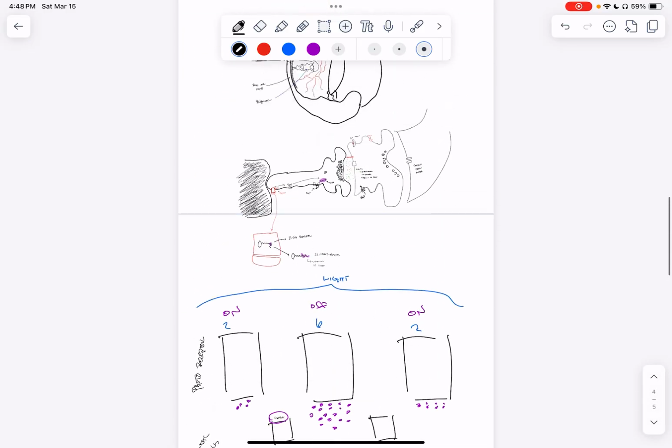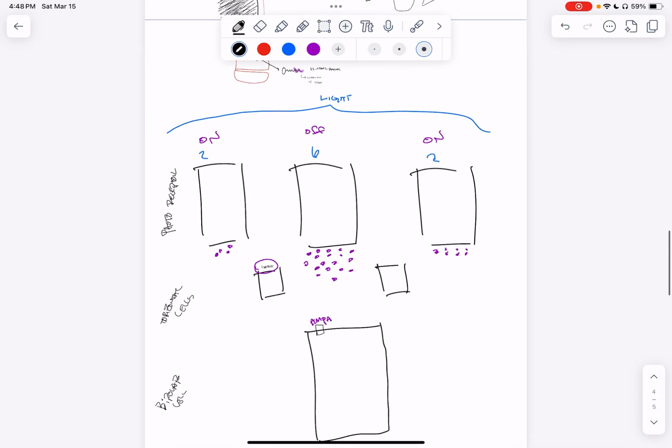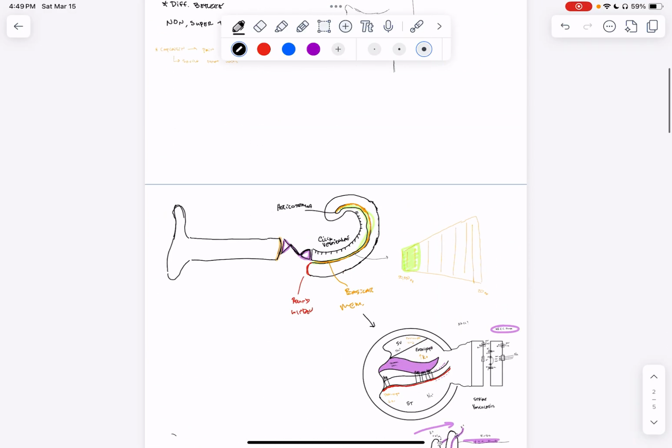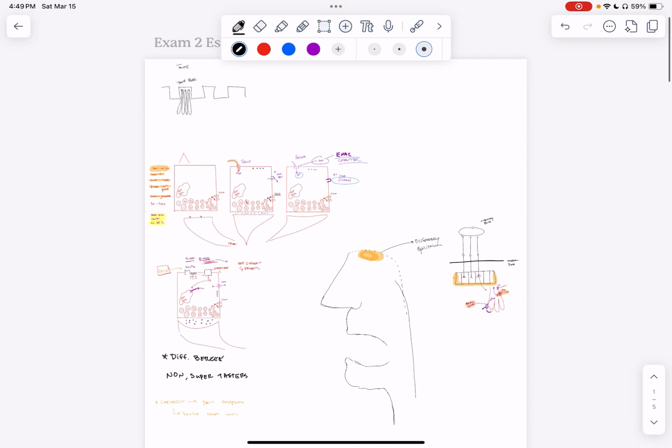So there you go. There's photoreceptor fields, vision, bipolar, cone cells, horizontal cells, rod cells, hearing, vision, and taste and sense of smell.